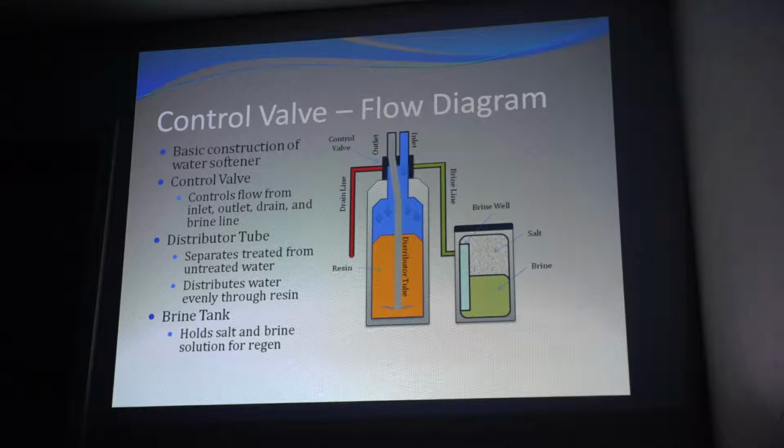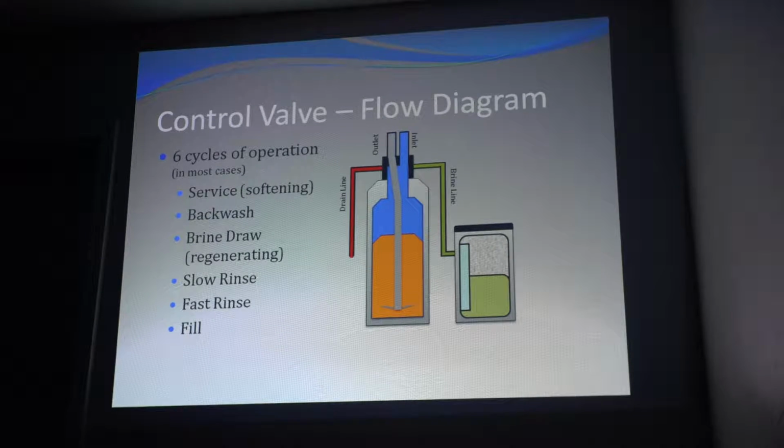Brine tank holds the salt and the brine solution for regeneration. Control valve, the flow diagram. You follow the flow. This one shows 6 cycles of operation. So that's service, backwash, brine draw, slow rinse, fast rinse, and refill.